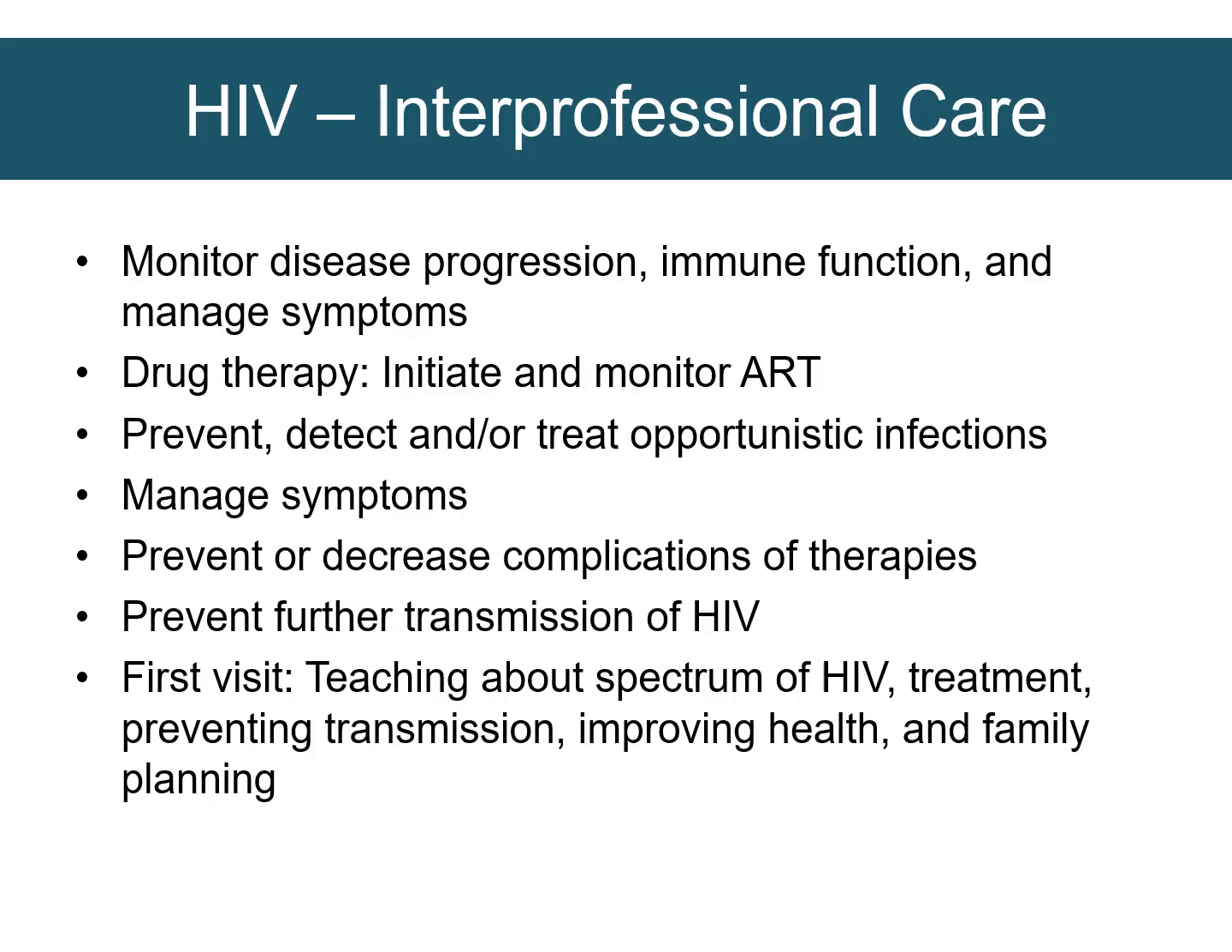All right, so again, this is the same stuff over and over. We want to monitor for disease progression. We want to make sure their immune system is functioning adequately and manage their symptoms. Drug therapy: once they're diagnosed, we want to get them started on that ART therapy and make sure that we monitor them regularly. Our end goal is to avoid opportunistic infections because ultimately that is what will kill them. Manage symptoms, decrease complications. We don't want them to transmit that HIV, so there's going to be a lot of education, safe sex, stuff like that.